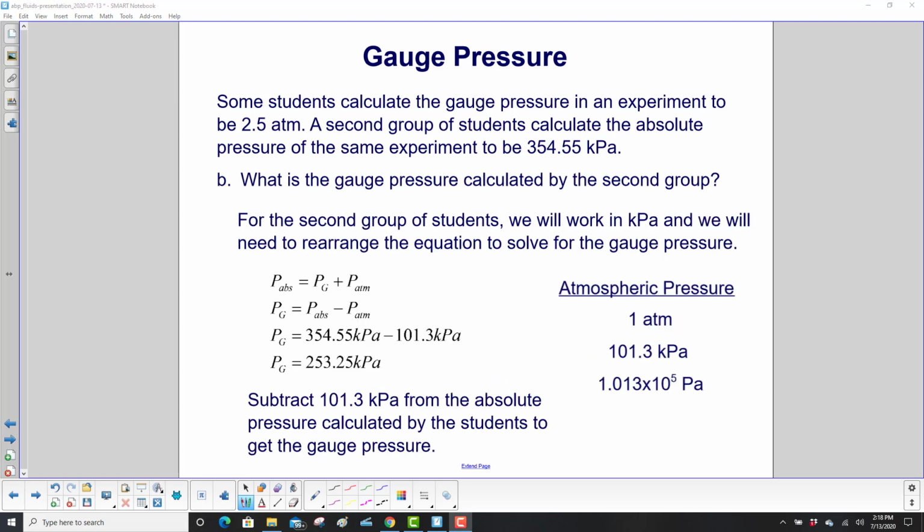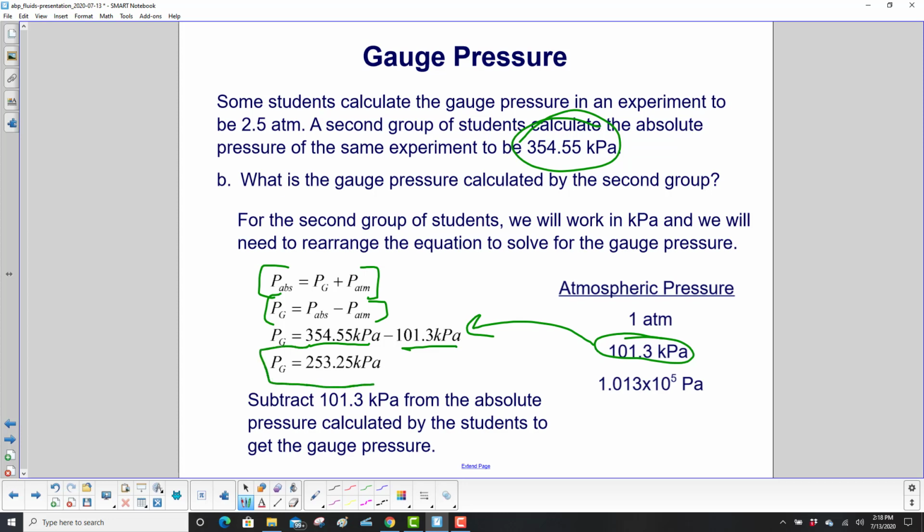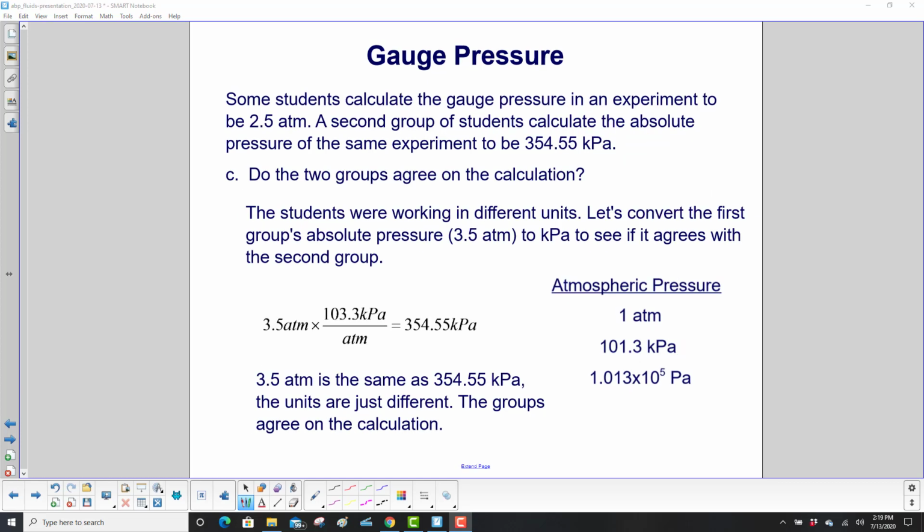For the second group of students, we'll work in kilopascals, and we will need to arrange the equation to solve for the gauge pressure. So here's our general equation. Subtract atmospheric pressure from each side to isolate gauge pressure. Here's our absolute pressure. We subtract the atmospheric pressure, this term over here, and we get a gauge pressure of 253.25 kilopascals.